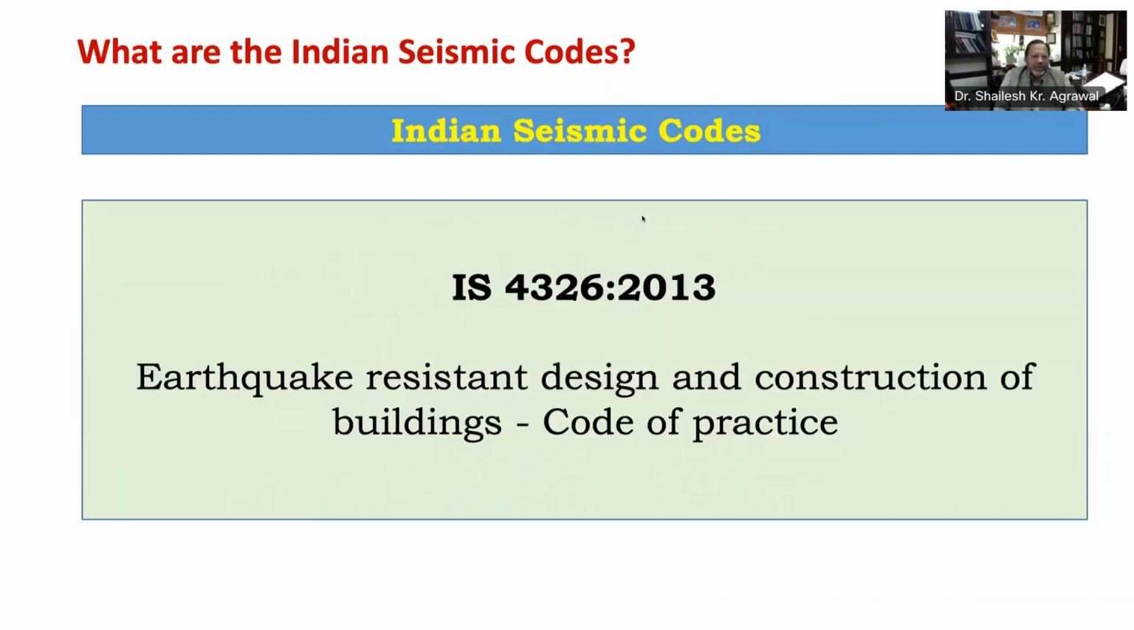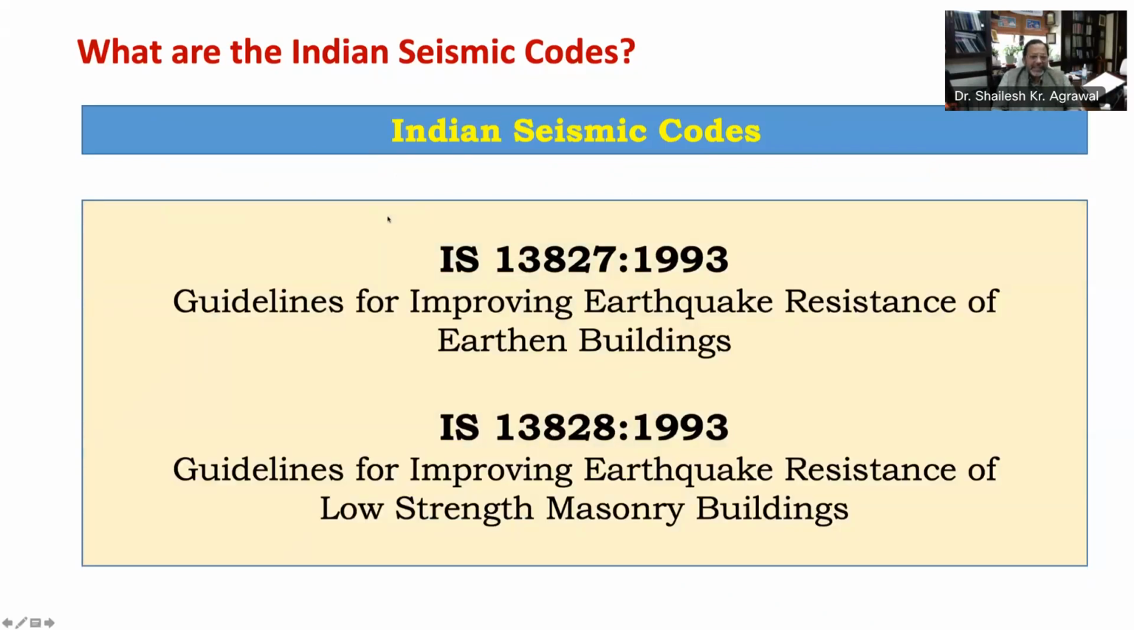Let's move to the next code, which is IS 4326. This code covers general principles for earthquake resistant buildings, selection of materials and special features for design and construction for various types of buildings, namely timber construction, masonry construction using rectangular masonry units, and buildings with prefabricated reinforced concrete roofing and flooring elements.